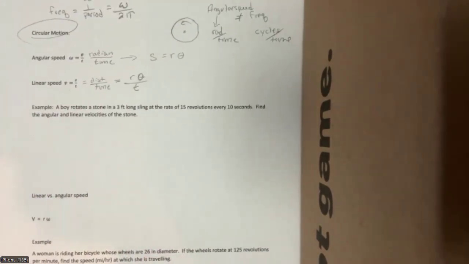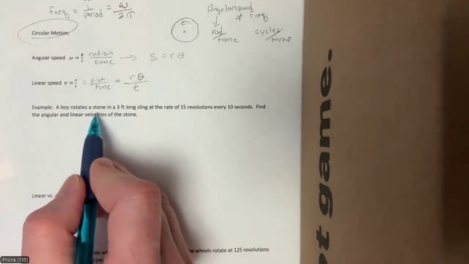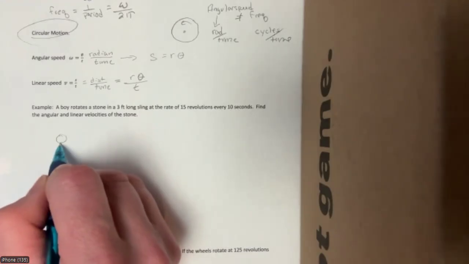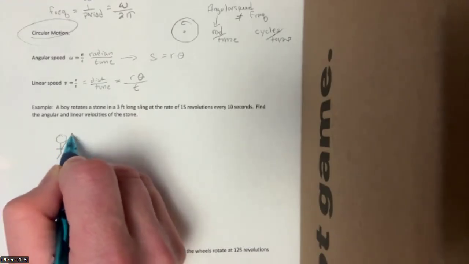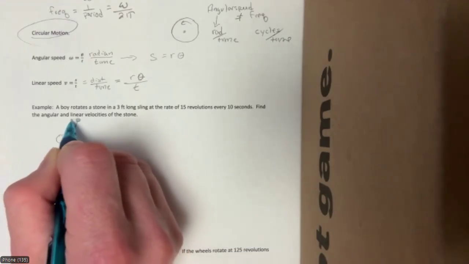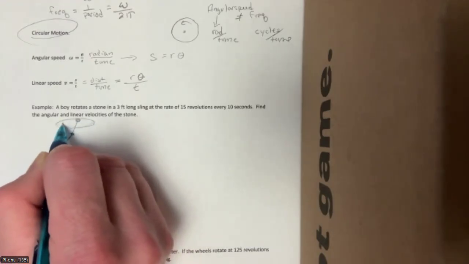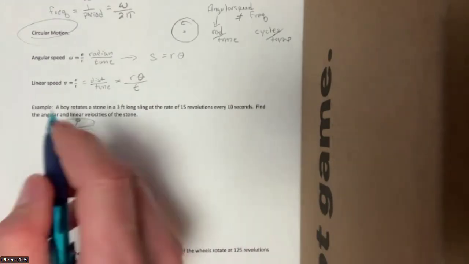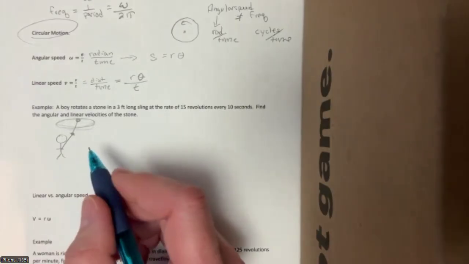All right, so let's look at this example. A boy is rotating a stone in a sling, the kind where you spin it around and throw it. So let me do a quick stick figure. Okay, so he's got the sling and there's a rock in the end and he's spinning it around in a circle over his head and then he's going to let go. But for now, it's spinning around in a circle. So this is something that's going in a circle.